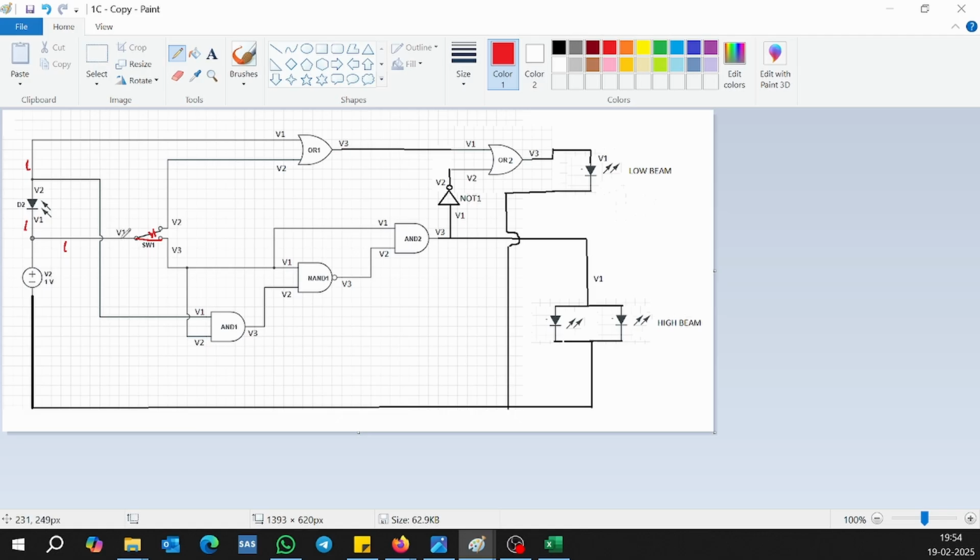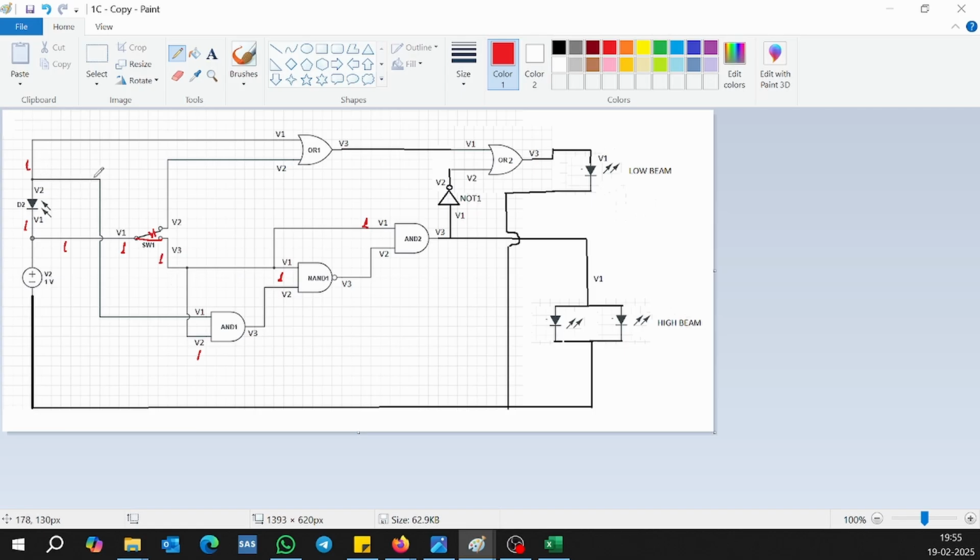You have this one as 1, V1 is 1 of the switch, and V3 becomes 1. Once V3 is 1, you have this one equal to 1. Once this is 1, your V1 is also equal to 1. You see, here it is connected. Also this one, V2 of AND 1, is also 1. You got it? Now let's see what happens with this signal.